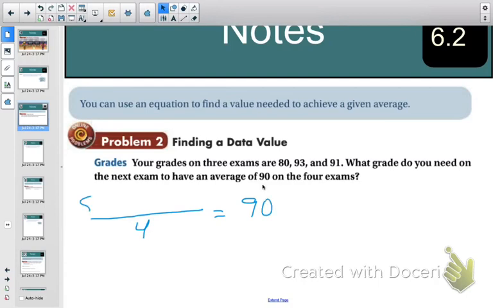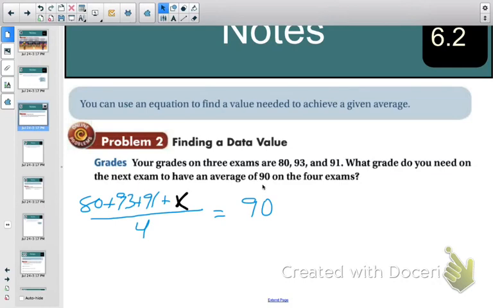I know my first 3 are 80, 93, 91. I don't know what my 4th exam is going to be. That's what we're trying to figure out, so that's going to be my x. If I add them all together and divide by 4, I want that to come out to be at least 90, or equal to 90. So then I just solve this equation.